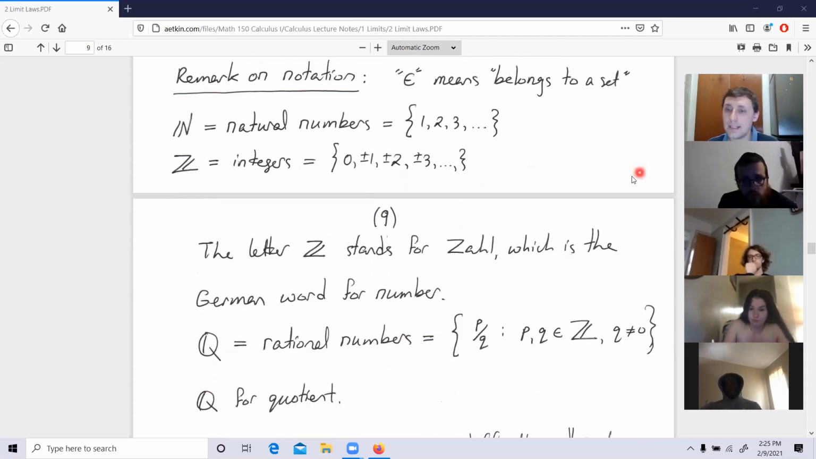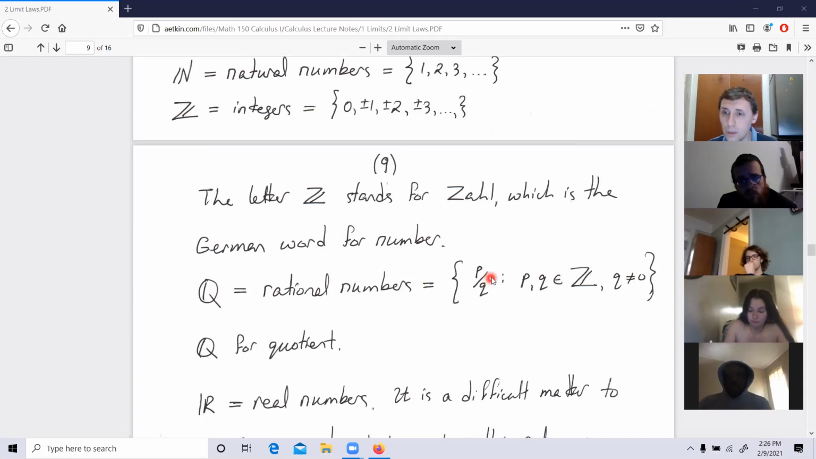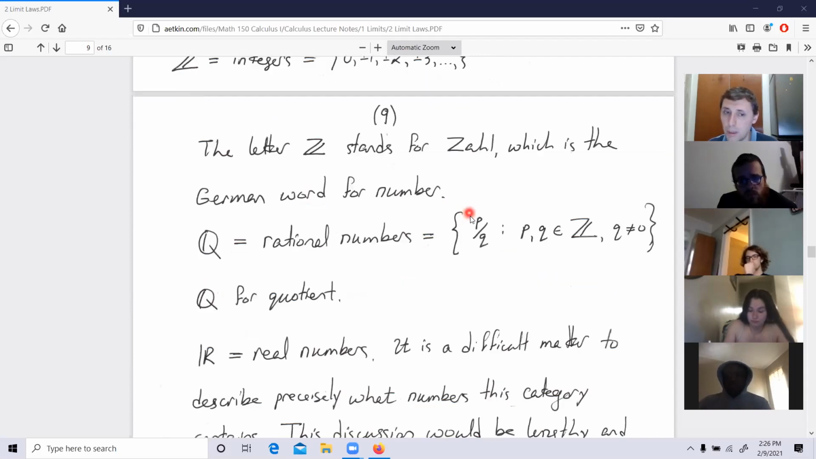Then the next level is quotients, Q, rational numbers. The reason we use Q is because it's quotient. So we take an integer divided by another integer. Good? Integer, by the way, like integrity, means whole. So integer means whole number.